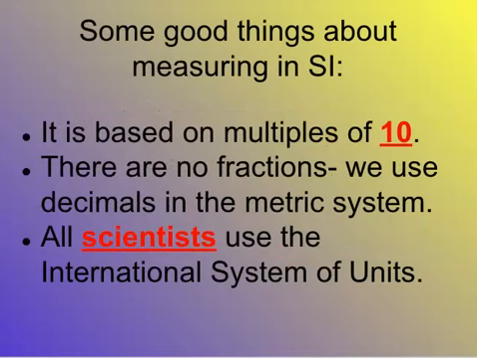So what is good about the SI system? How is it different than the English system that we use here in the United States? Well, one, everything is based on multiples of 10. There are no fractions. We simply move decimals around within the metric system to convert from one unit to another unit. And all scientists use the International System of Units, or the metric system. So that's why we're going to use it here in science class.